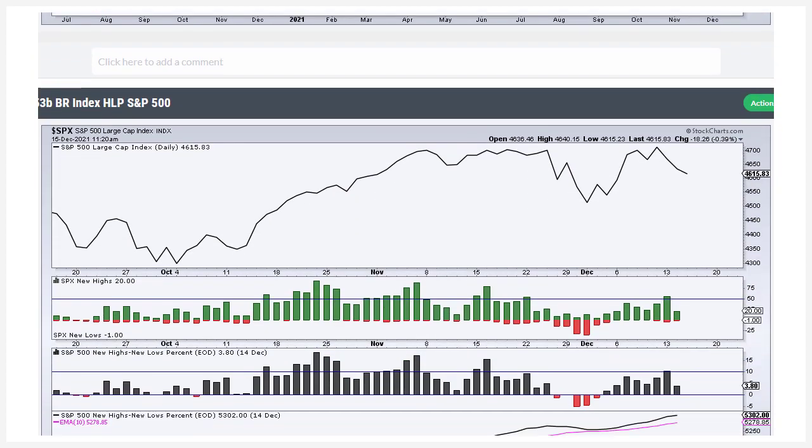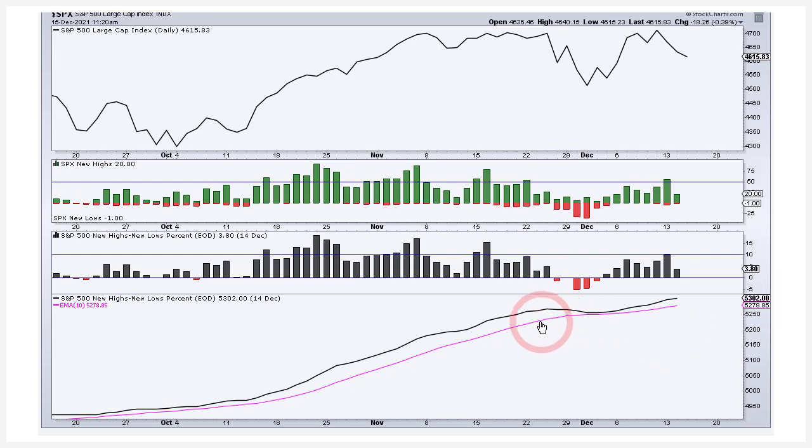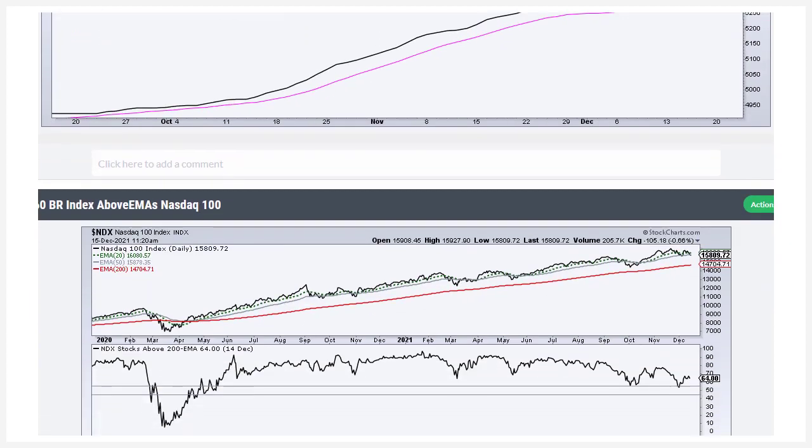On this next chart here, I've got a 3-month chart to show you. We had a dip, but did not go below the 10-day EMA, a very smooth line. And it's been on the right side of this bull run the whole time. And so if we get an uptick in new lows and that line crosses, that's going to be a negative. So that's the first breadth indicator I'm watching.